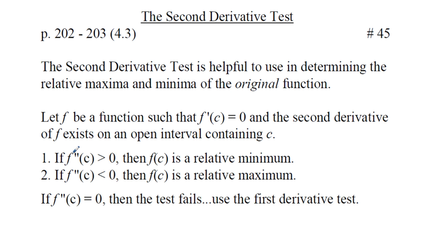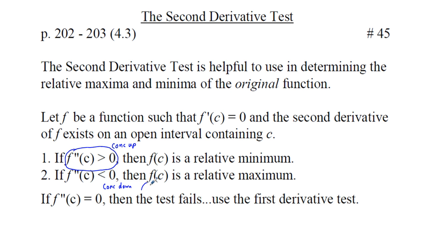If f double prime of c is greater than 0, which means concave up, then f of c is a relative minimum. If f double prime of c is less than 0, or in other words, concave down, then f of c is a relative maximum.